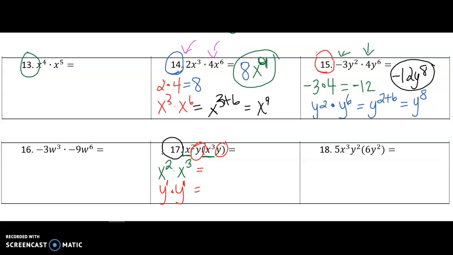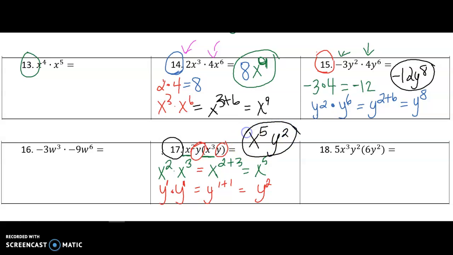So let's do x to the 2nd times x to the 3rd. Again, because we're multiplying, we're going to add the exponents. That's going to give us x to the 5th. And then we have y to the 1 plus 1 gives us y to the 2nd. So here our final answer is going to be x to the 5th y to the 2nd, like that. It's not too tricky when I throw two variables at you.